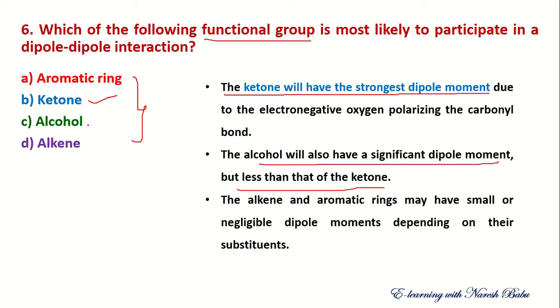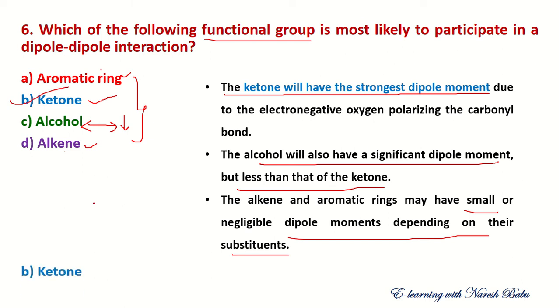So alcohol, having a somewhat dipole-dipole moment, is present, but when compared with this, alcohol has a low dipole moment. But in the case of the aromatic ring and the alkene, there are very small, negligible dipole moments, depending upon the substituents you can observe in the alkene and aromatic ring. So the answer is the ketone.